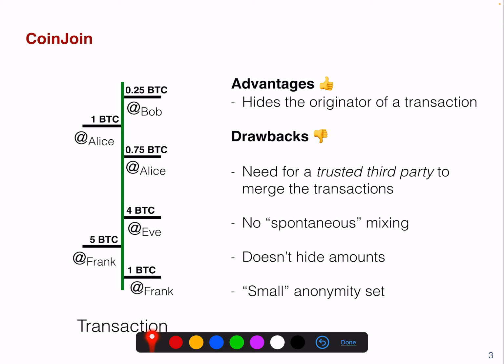It also doesn't hide the amounts, right? You can see there's an incoming 5 Bitcoins. So where do you think it's most likely that these 5 Bitcoins went? Well, to ETH, right? These are 4 Bitcoins. Here, this input could not spend 4 Bitcoins alone to ETH. It needs the help of the other input. So the anonymity set size is still relatively small. By small, I mean it's restricted to the number of participants that you manage to mix your transactions with.